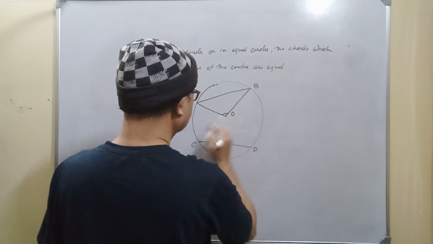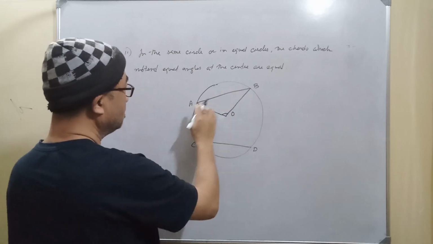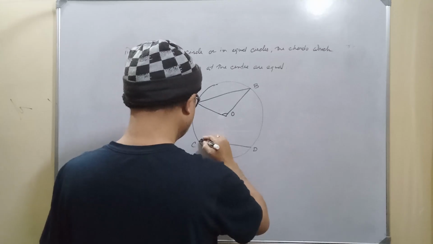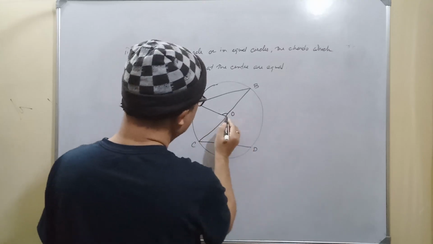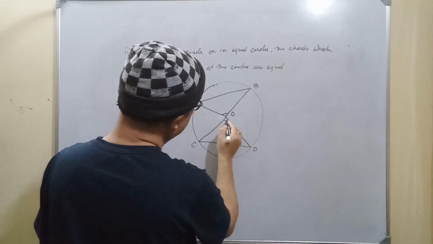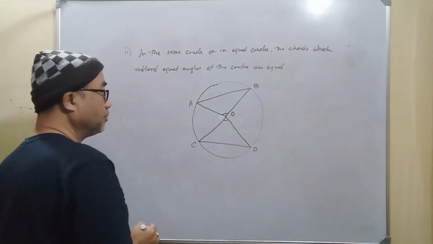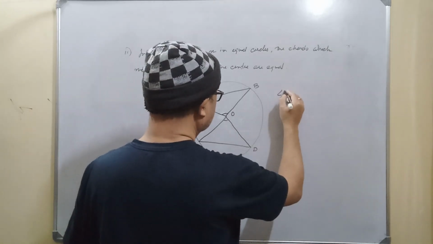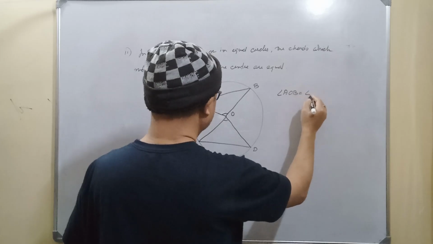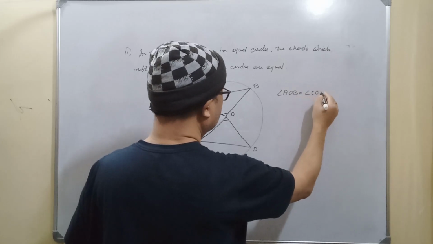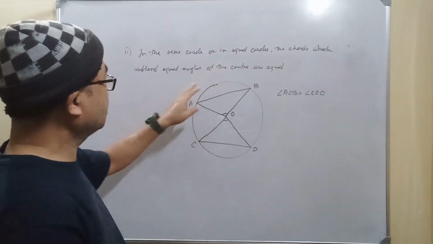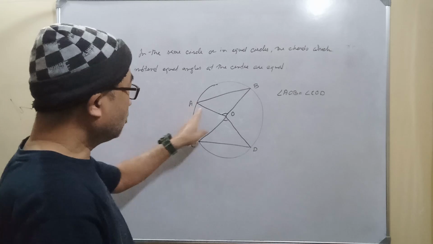So we get this circle. This chord subtends this angle, and this chord makes this angle at the center. Okay, so it is given that angle AOB is equal to angle COD. These two angles are equal. If that is the case, then the chords will be equal.